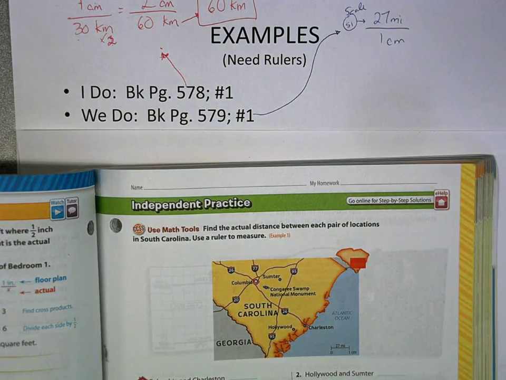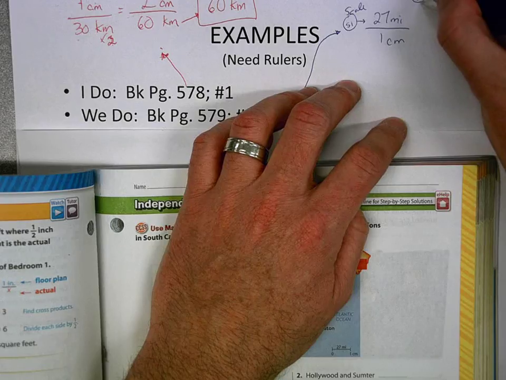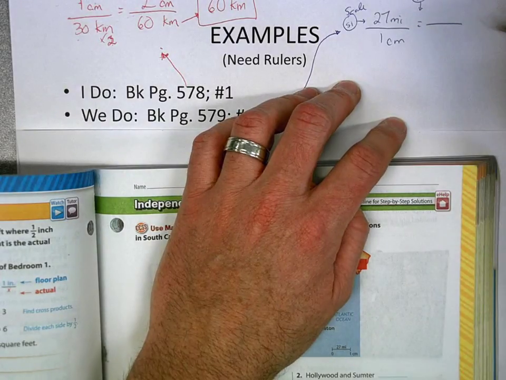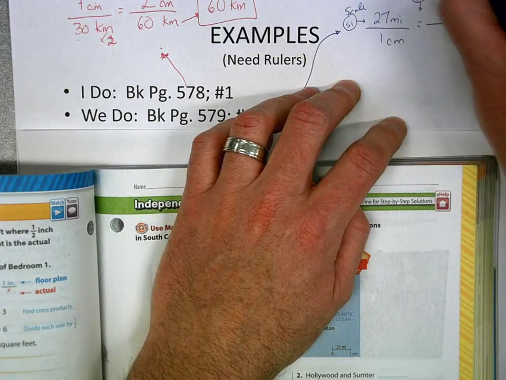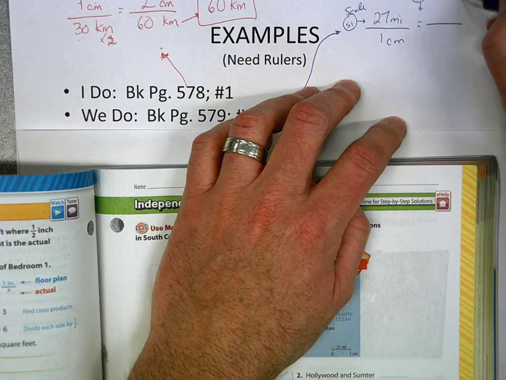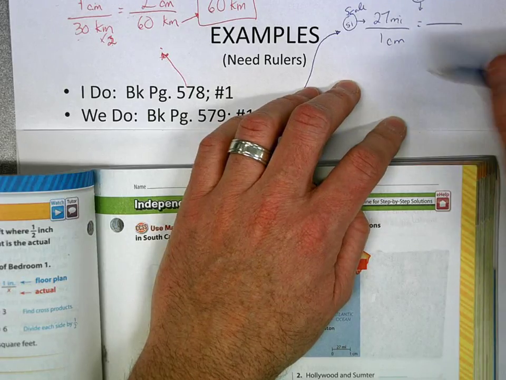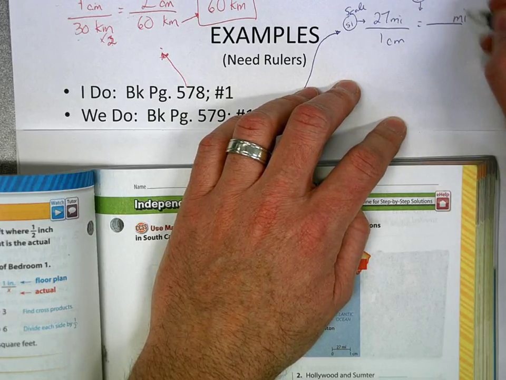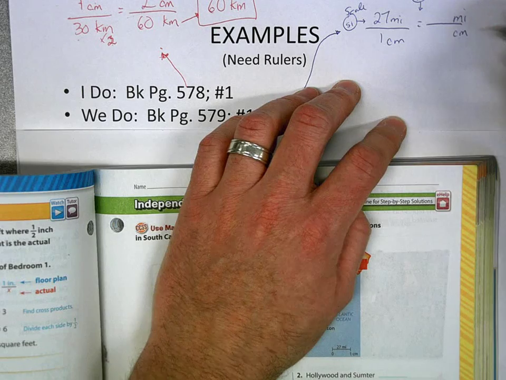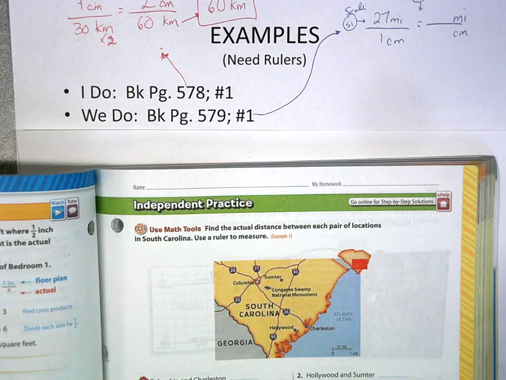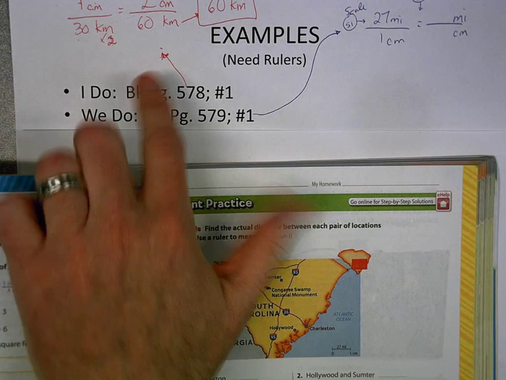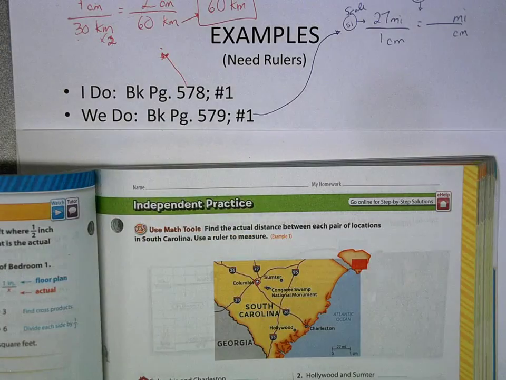Okay, it doesn't matter which one you put on top and bottom, as long as you keep the same unit side by side. Okay, so now we're going to do step 2, and that is we're going to set up a proportion. I'm going to put a little asterisk, a little star by step 2, because you need to remember the same units side by side. So miles are on top, centimeters are on the bottom.